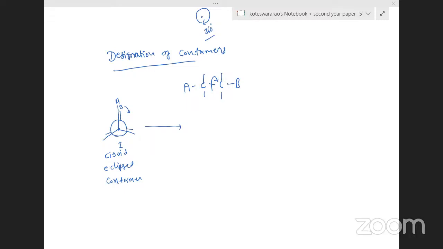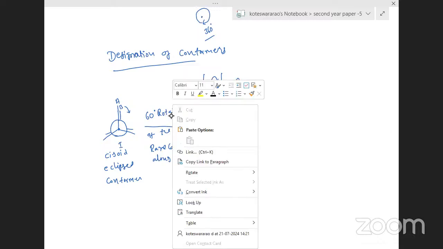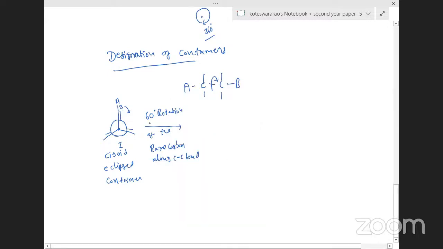I'm rotating the molecule in this clockwise manner. That is a 60 degrees rotation of the rear carbon along the CC bond. I keep the position of the front carbon fixed. I'm just rotating the rear carbon by 60 degrees.